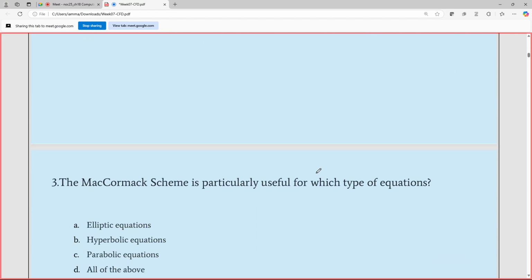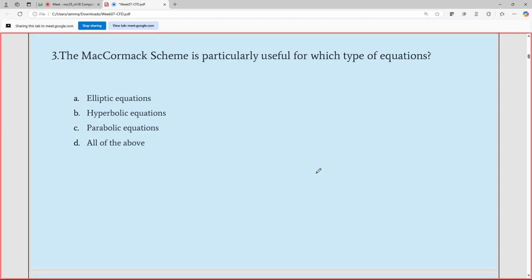Moving on to the next question. In last week's lectures, we extensively discussed the McCormack scheme. The question is on McCormack schemes. The McCormack scheme is particularly useful for which type of equations? Options are: option A, elliptic equation; option B, hyperbolic equation; option C, parabolic equation; option D, all of the above.